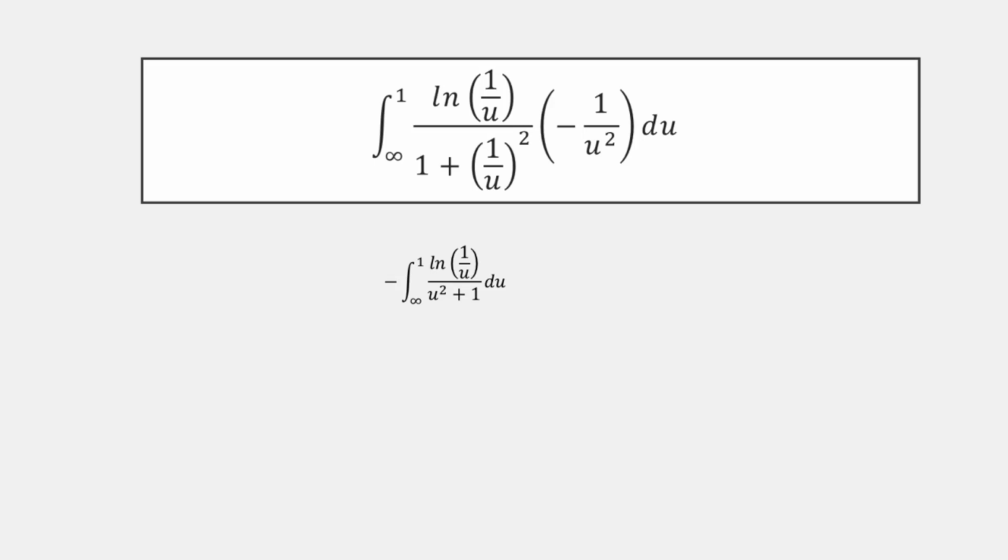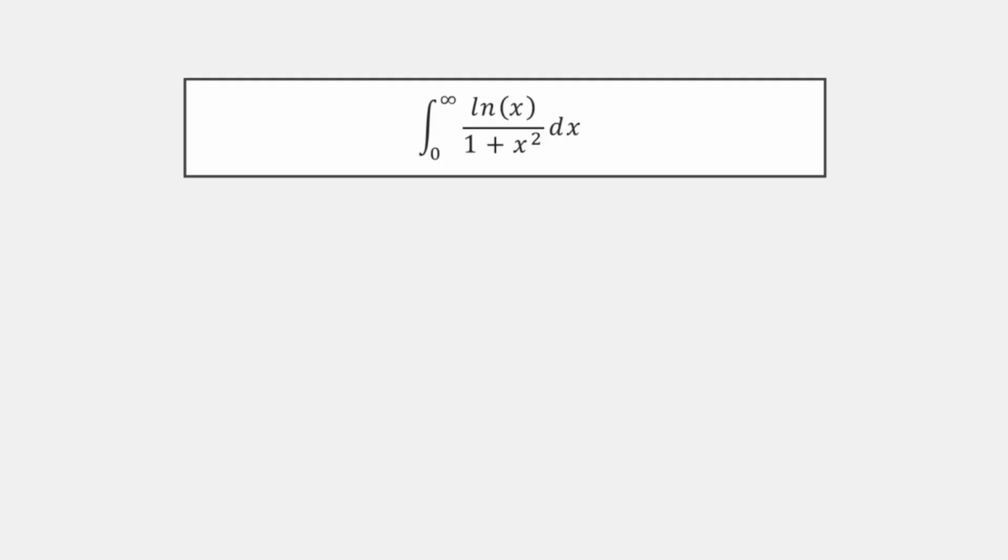The ln of 1 over u can be rewritten as ln of 1 minus ln of u. Ln of 1 is just 0. So it'll just be negative ln of u in the numerator with u squared plus 1 in the denominator, and then a negative outside. Let's bring it all together.